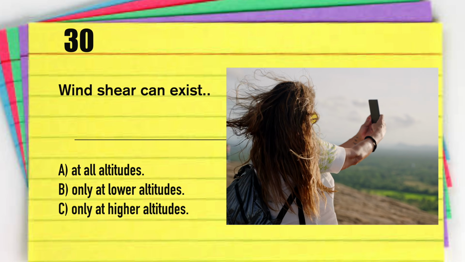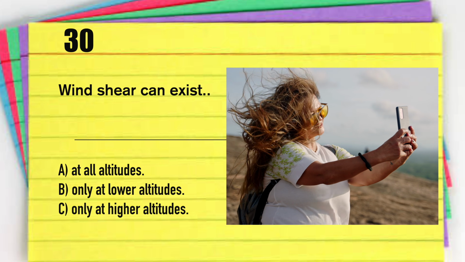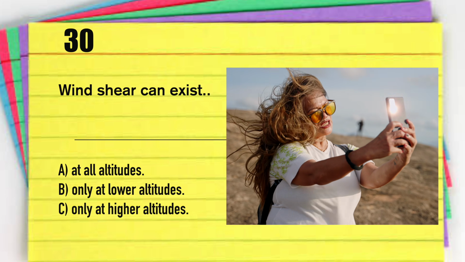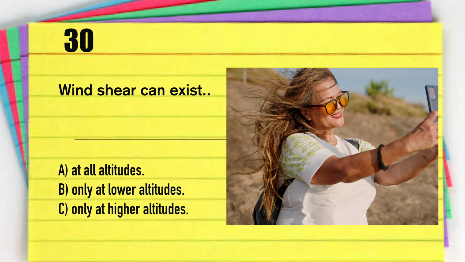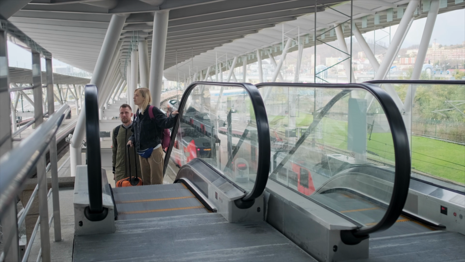Flashcard 30. Wind shear can exist: A, at all altitudes; B, only at lower altitudes; C, only at higher altitudes. Now, I can choose to just give you the answer here, just like everyone else, and then move on to the next question. But don't you think it would be better if I explained what wind shear was, just in case on the Part 107 exam there happened to be a derivative of this question and you don't really know how to answer it because you never took the time to study about wind shear? Well, let me tell you what it is and give you a cool analogy.